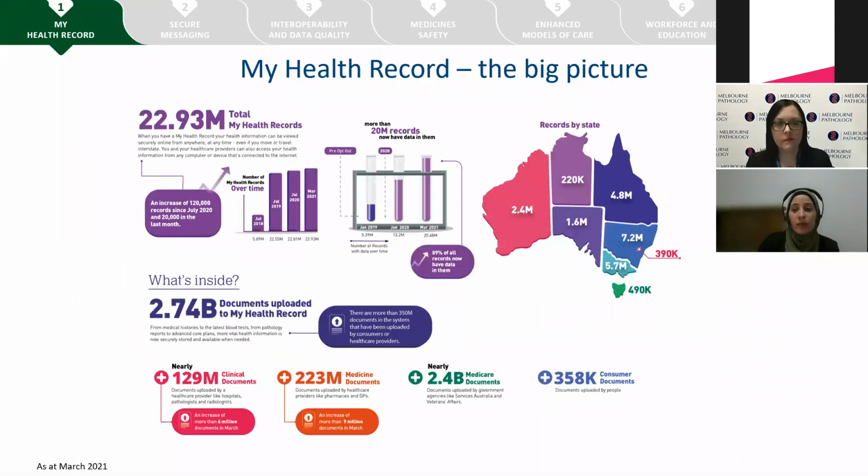So in terms of statistics we have so far, they've been significantly increasing, which is really great to see. So as of March, we've got more than 22.9 million Australians that have a My Health Record. And within those My Health Records, about 89% of them have data within them. Now, this data will vary, depending again on the person, how complex the medical conditions are, and how many healthcare providers they see, the information will vary.